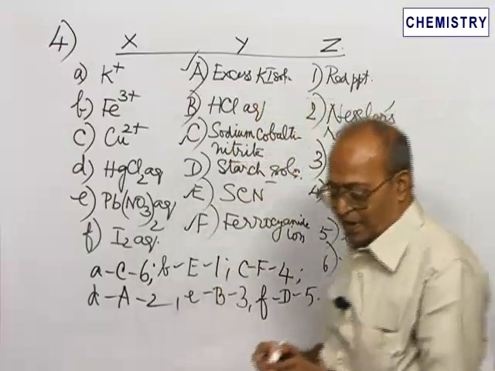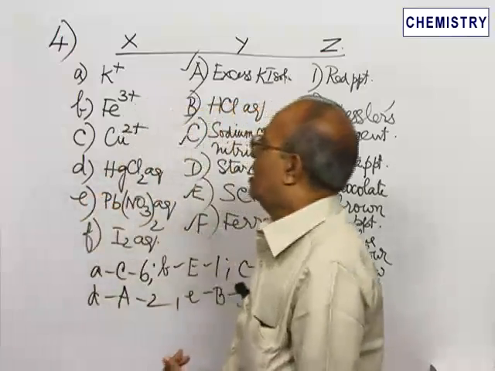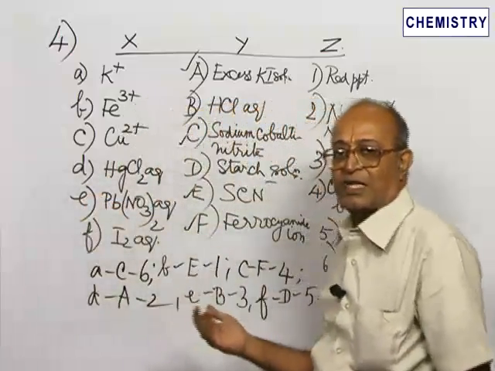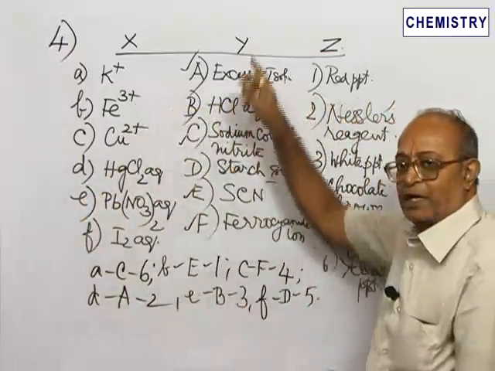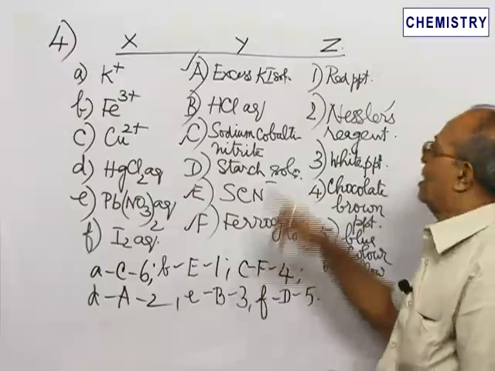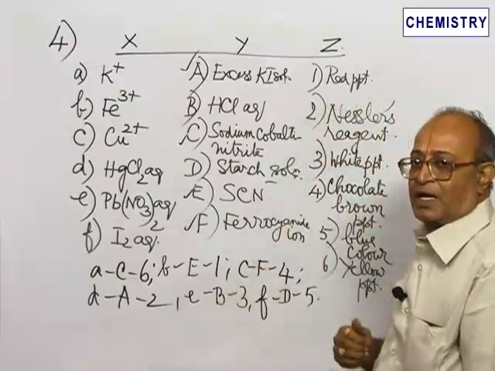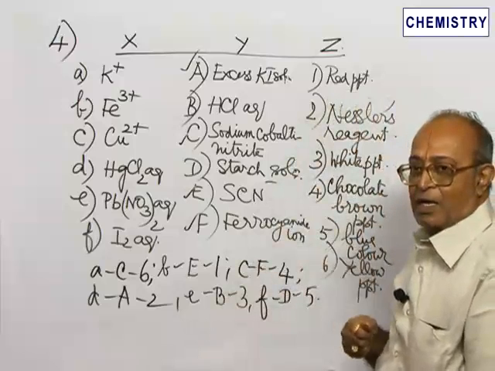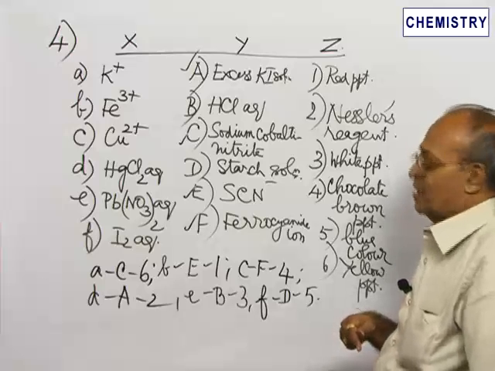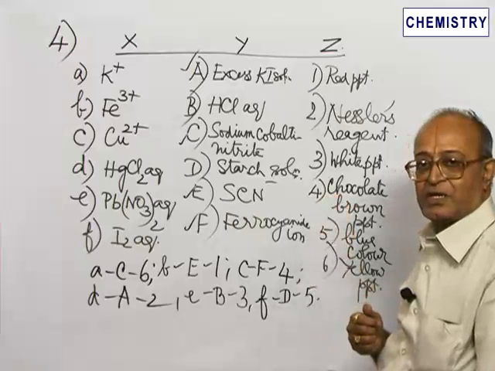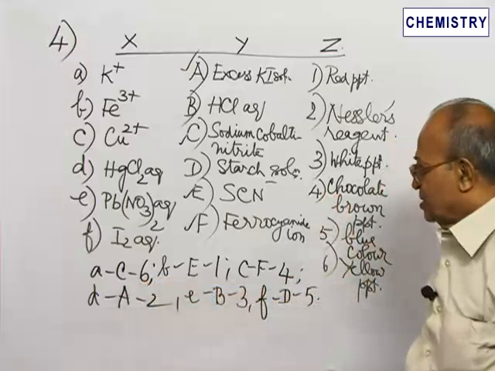So in this matching, I have chosen the ions or the salt, as the case may be, then the corresponding reagents, and the last column the color of the precipitate or the name of that particular solution, which is given like Nessler's reagent and so on. So I have given the answers at the bottom.